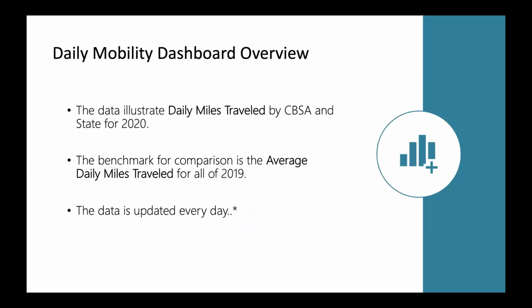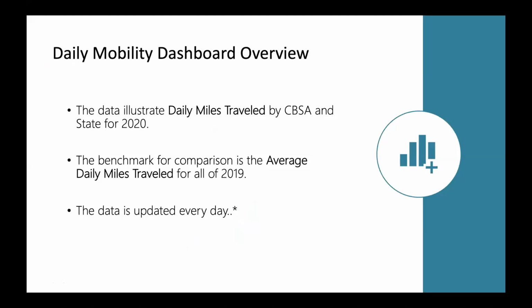I think the key thing to think about when you're thinking about the dashboard is that the benchmark for comparison is average daily miles traveled for all of 2019. That is the level mark you're going to see, and things will either vary above or below that in percentage. And when Brian goes into that and shows the tool, we can definitely point that out.